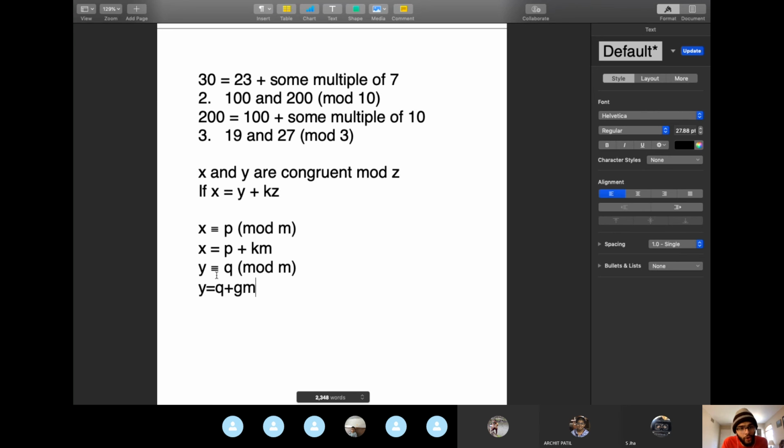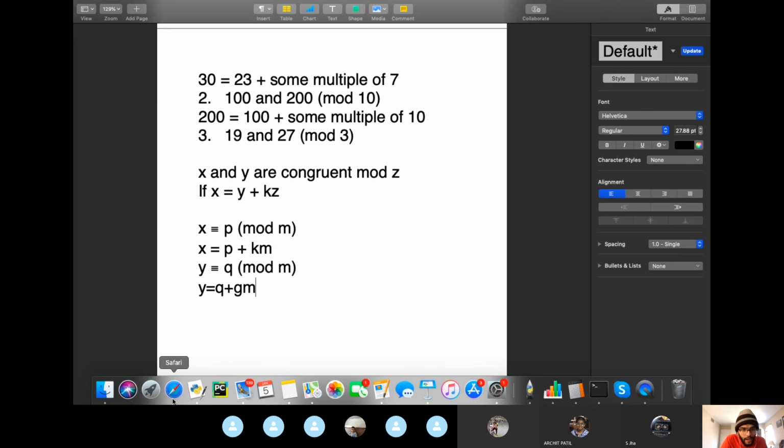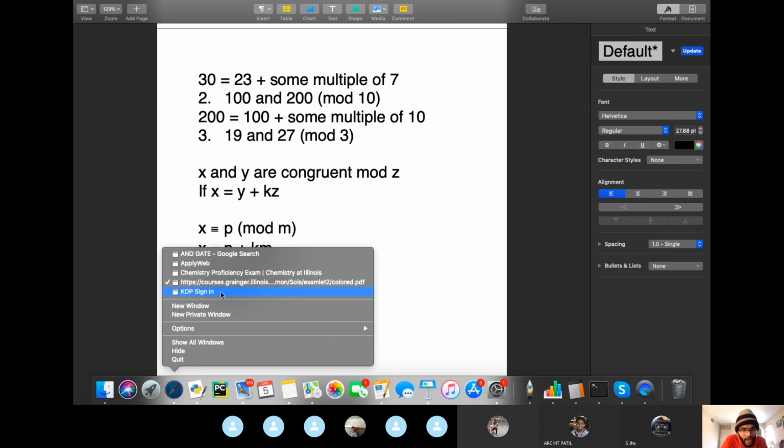Y is congruent to q mod m, which means y is equal to q plus a multiple of m. I am not using the same letter here because I don't want to give the impression that both of these numbers have the same multiple of m being added, which might not be the case. This could be 2, this could be 10, okay, but they can be the same. We're not saying.